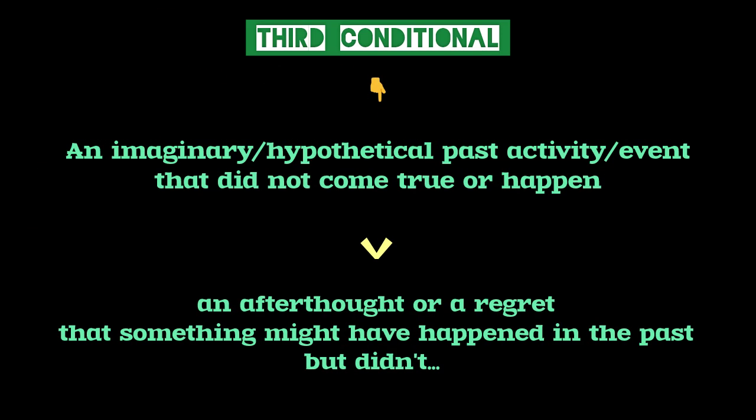Now what about the third conditional, or the type 3 conditional sentence? Well, the third conditional sentence expresses an imaginary or hypothetical past activity or event. Mind you, a past activity or event that did not come true. So it's all about an imaginary condition of the past that did not come true. In other words, the third conditional sentence indicates an afterthought or a regret that something might have happened in the past but did not happen.